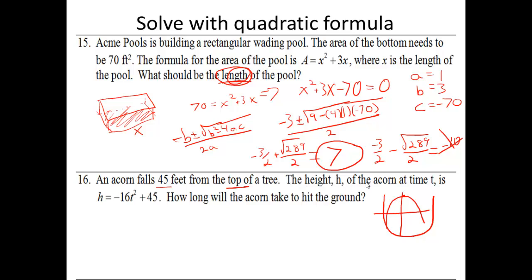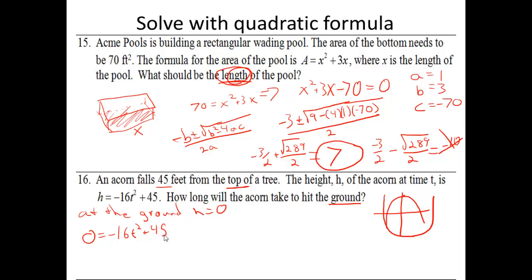The height h of the acorn at time t is h is equal to negative 16t squared plus 45. How long will the acorn take to hit the ground? So again, we're talking about the ground. The height above the ground when you're at the ground is going to be 0. So at the ground, h is equal to 0. So we just say 0 is equal to negative 16t squared plus 45.